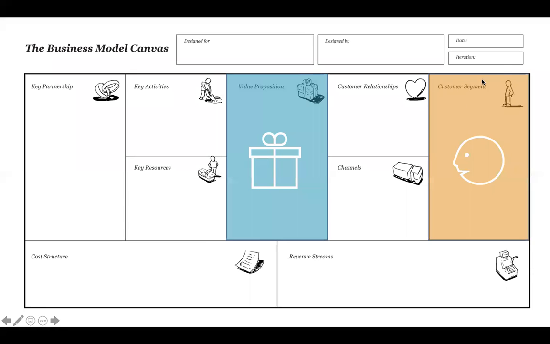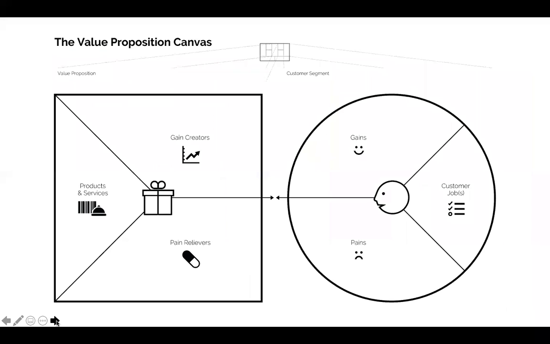So the focus of our subject today, as I mentioned earlier, is the customer segment and the value proposition. This is how the value proposition canvas looks. On the right-hand side, you have what we call the customer segment, or in this case, the customer profile. And on the left-hand side, the focus of the value proposition is what we call the value map. If you see the circle and the square, there are 3 items inside each of them.